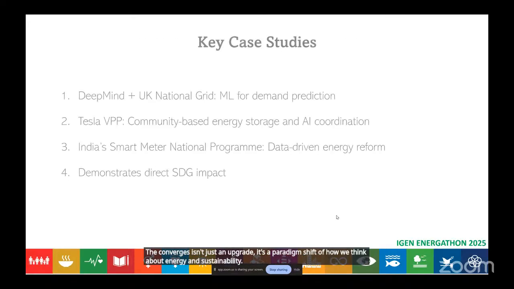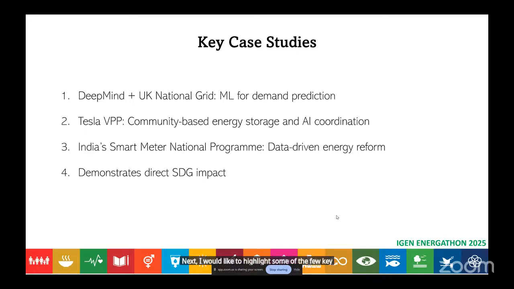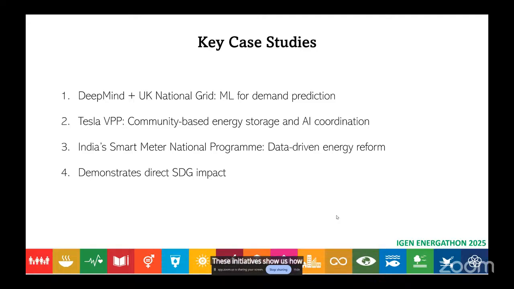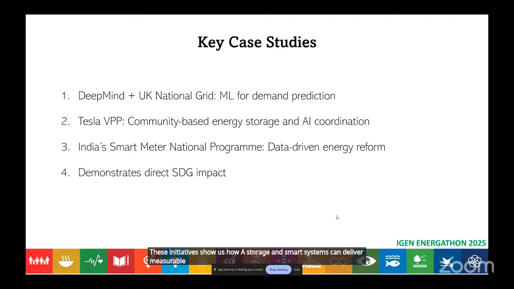Next, I would like to highlight a few key case studies for you. First, let's look at some real-world applications. First, DeepMind's partnership with the UK National Grid uses machine learning to optimize data center energy use, achieving a 15% reduction. Next, Tesla's virtual power plant in Australia combines home battery systems to form a decentralized, AI-managed energy network. Next, in India, the Smart Metering National Program is giving millions of households the tools to control and understand their energy usage. These initiatives show us how AI, storage, and smart systems can deliver measurable benefits at scale.